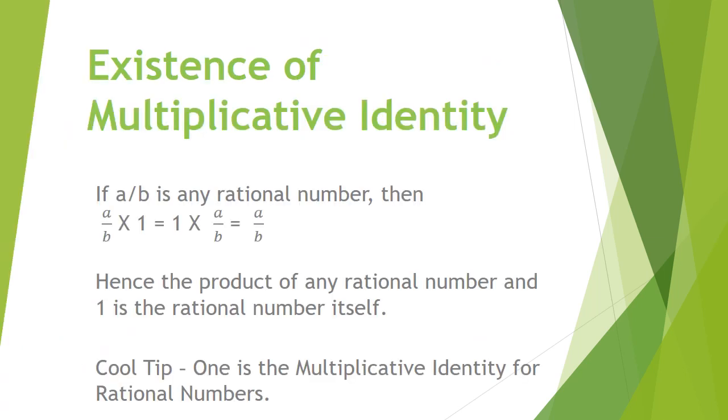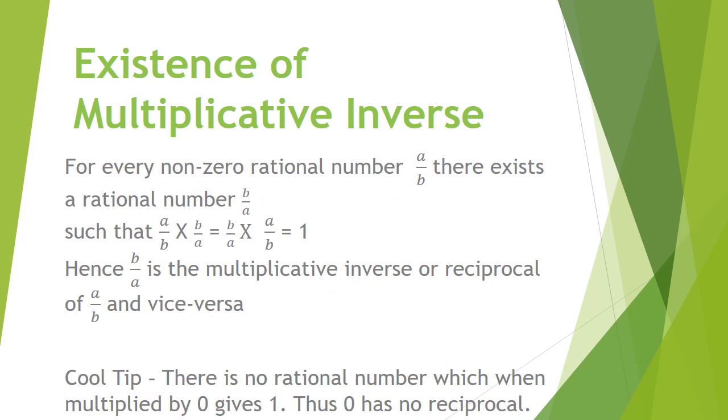Next is existence of multiplicative identity. If a upon b is any rational number, then a upon b multiplied by 1 equals 1 multiplied by a upon b equals a upon b. Hence the product of any rational number and 1 is the rational number itself. Hence 1 is the multiplicative identity for rational numbers.